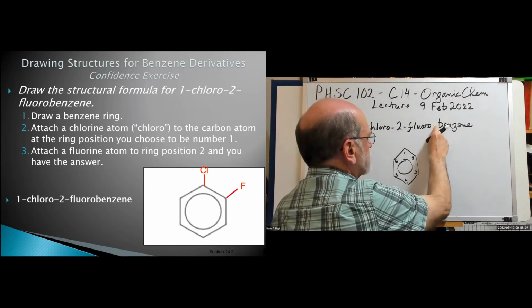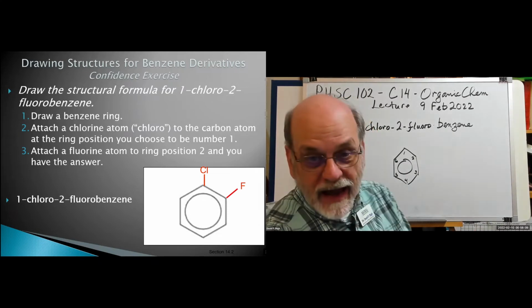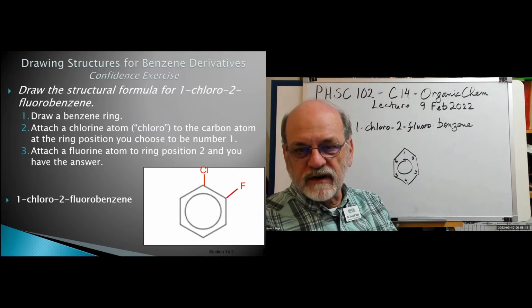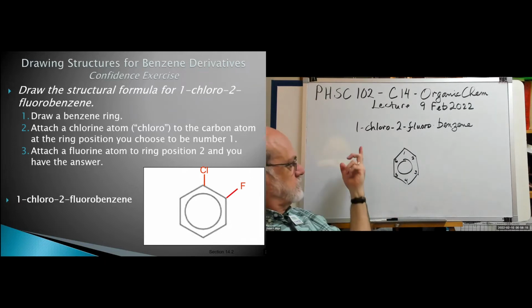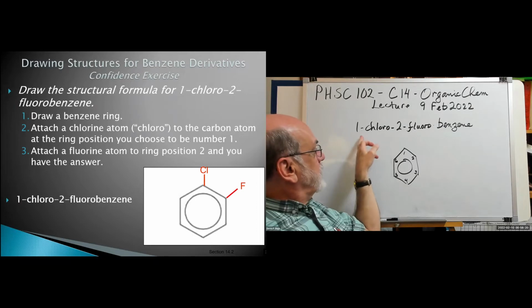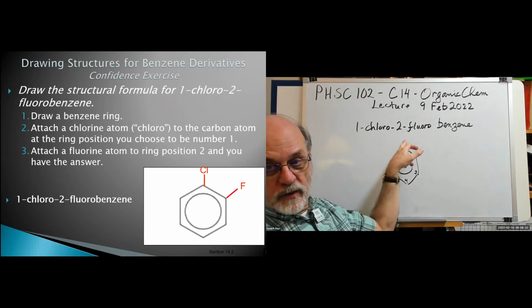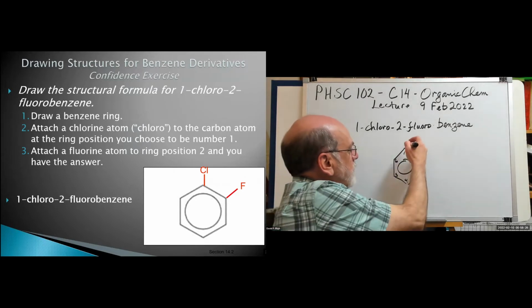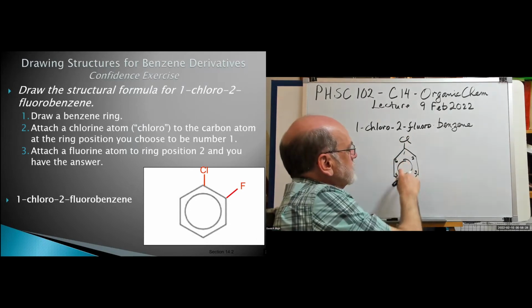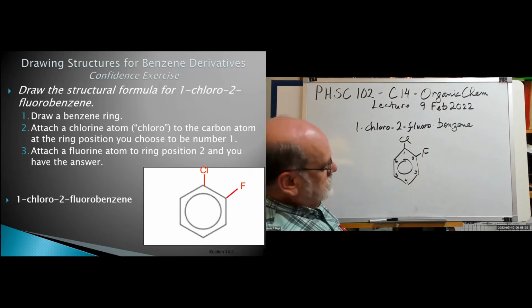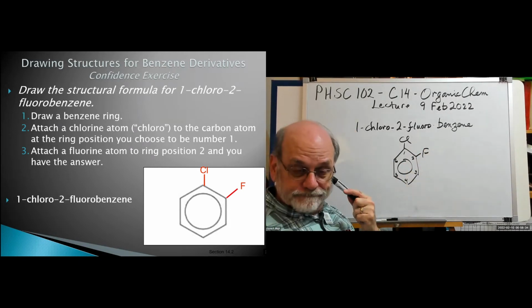Oh, not that one. Okay, how do we know which one to put first? We go alphabetically. So the chlorine is number 1 and the fluorine is number 2. And we would say this position is number 1, so that's where our chlorine goes. And this position is number 2, that's where our fluorine goes. Okay.